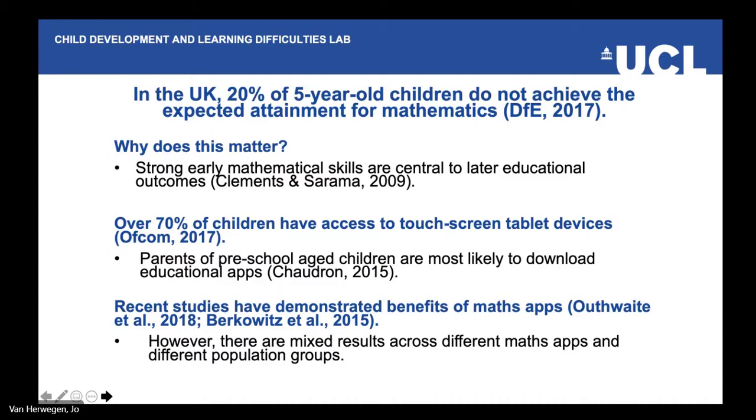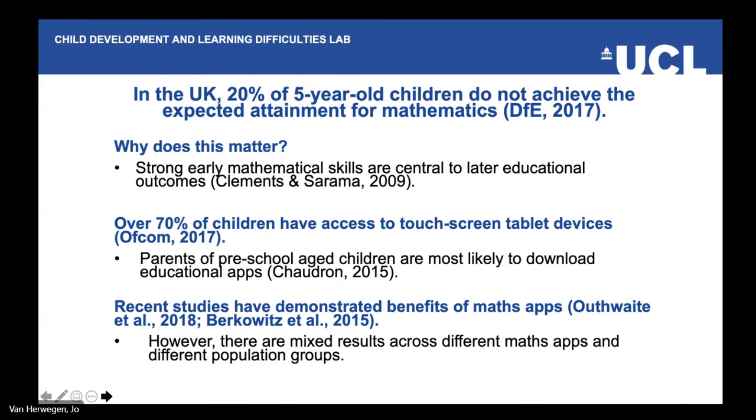We also know that a lot of children these days have touchscreen tablet devices, over 70%. Of course, there are some differences depending on the area that people live in, as well as the socioeconomic status of the parents. If you look at which apps are getting downloaded by parents, preschool-aged children are the largest group for which apps are being downloaded. And we know there's a bit of a demonstrated benefit of apps, but it's a little bit of mixed evidence in terms of how much these apps can help. So that's why later on I want to tell you a little bit about our latest research.